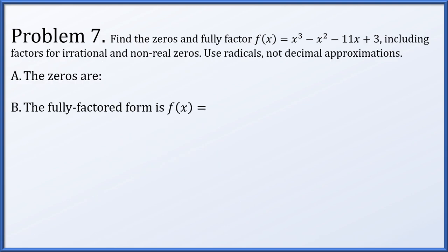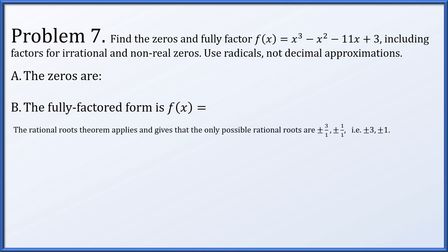For problem 7, we're going to find the zeros and fully factor the cubic polynomial f of x equals x cubed minus x squared minus 11x plus 3. We're going to include factors for irrational and complex zeros presented exactly, not with decimal approximations. In other words, your calculator will be useless here.